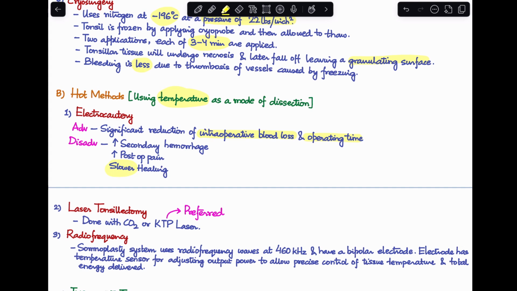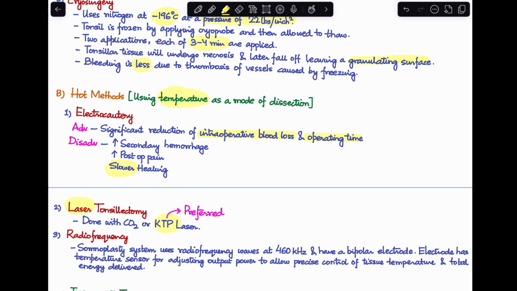The second hot method is performing a laser tonsillectomy, usually done with the help of a CO2 or a KTP laser. And amongst these two, the KTP laser is the most preferred laser used in cases of tonsillectomy.